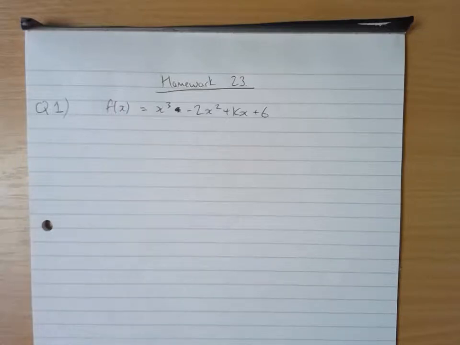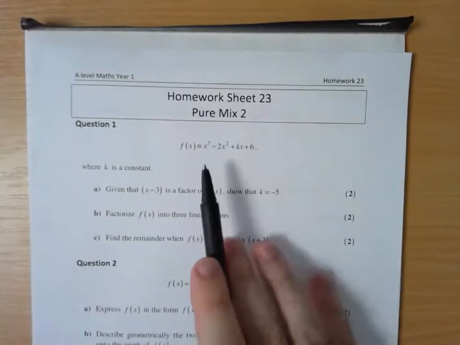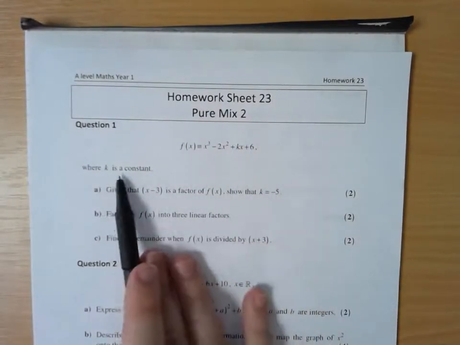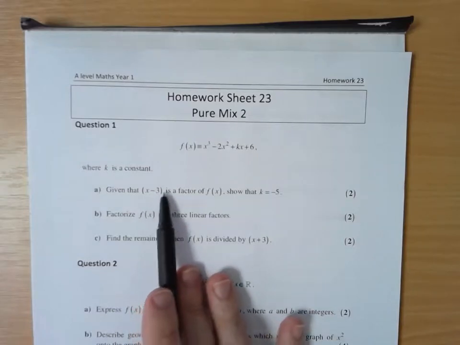Okay, homework 23 is our second recap homework. Really important to go back and look at things because you're on a 2-year course and you do need to recap. So the first question, question 1, gives us a polynomial, gives us k as a constant, and tells us that this is a factor.